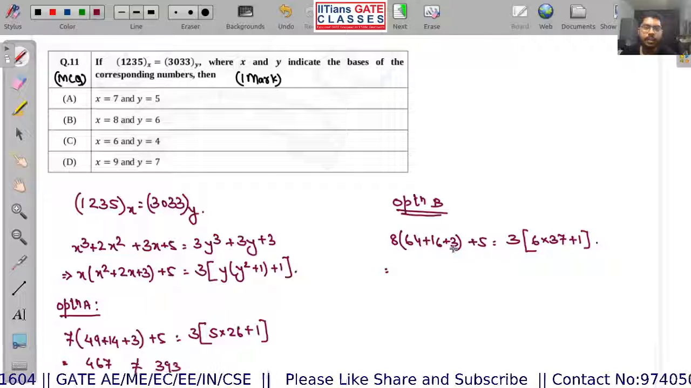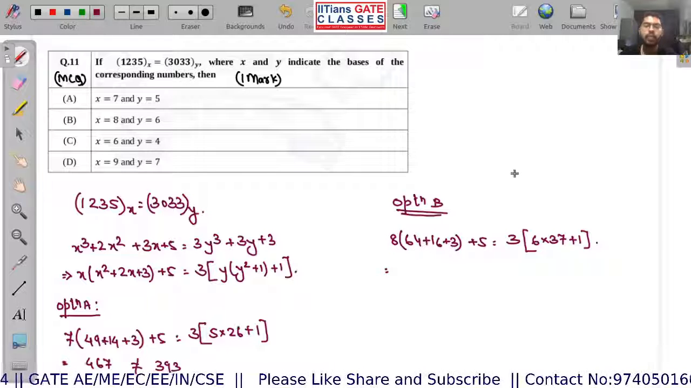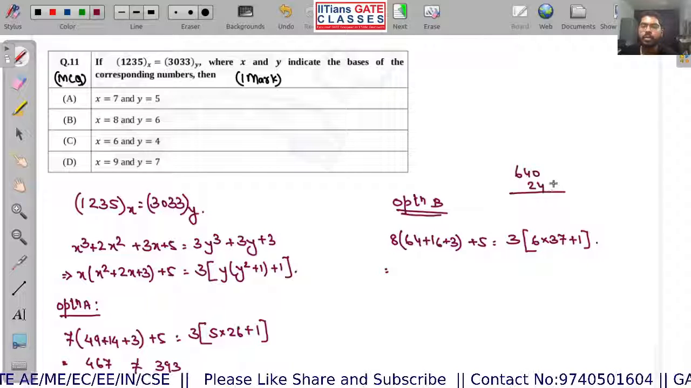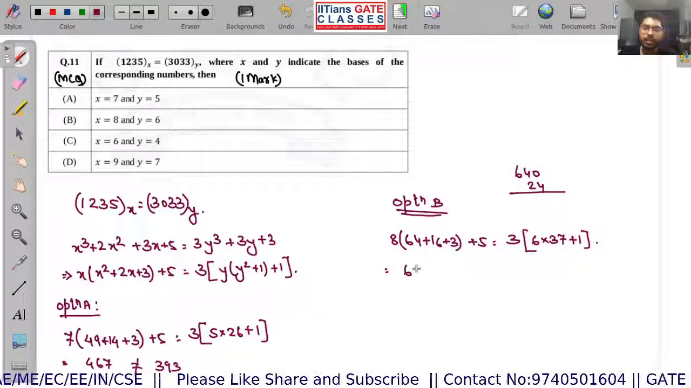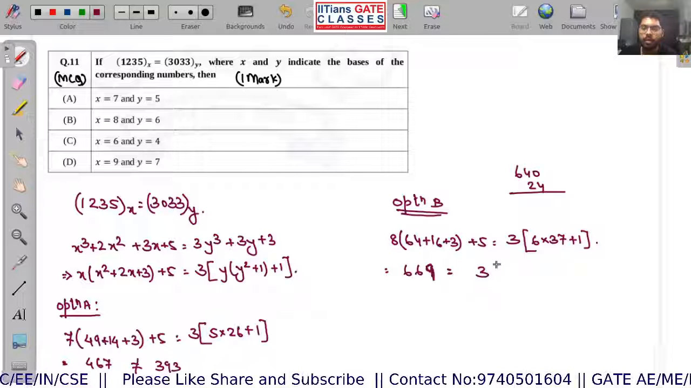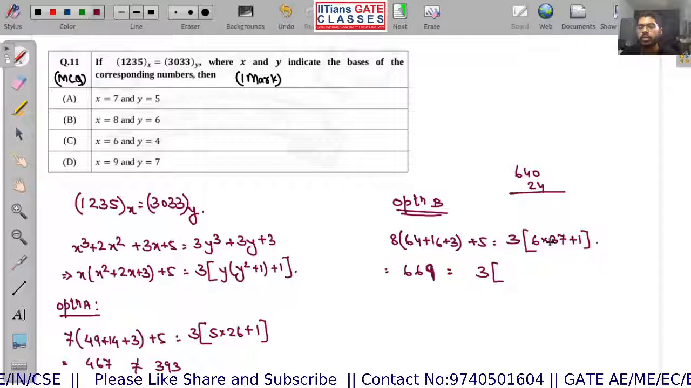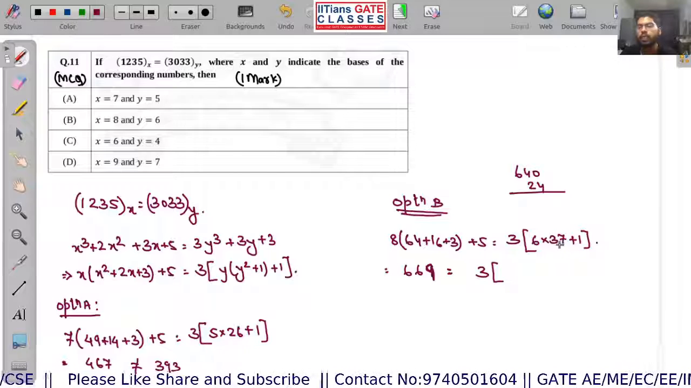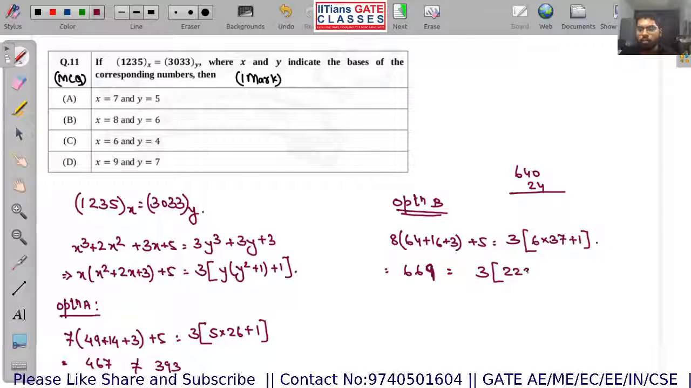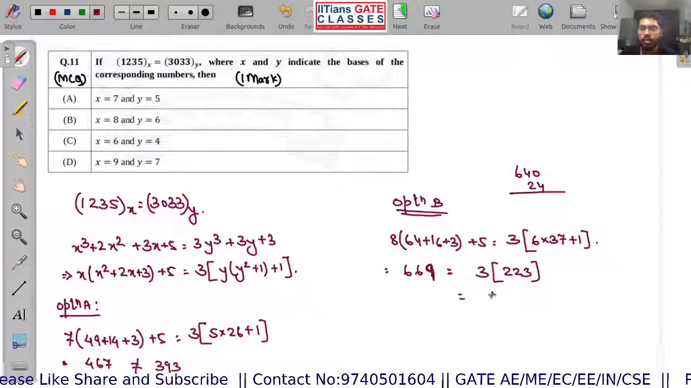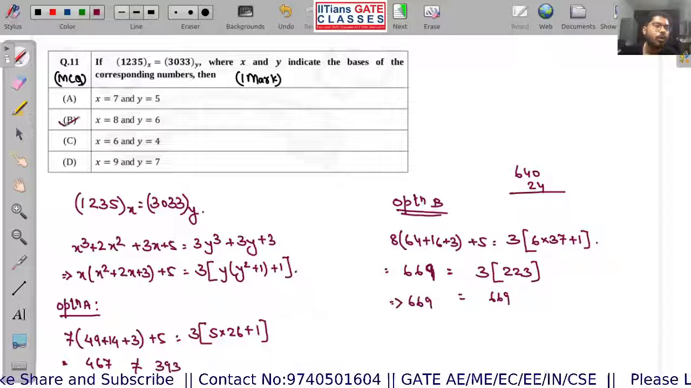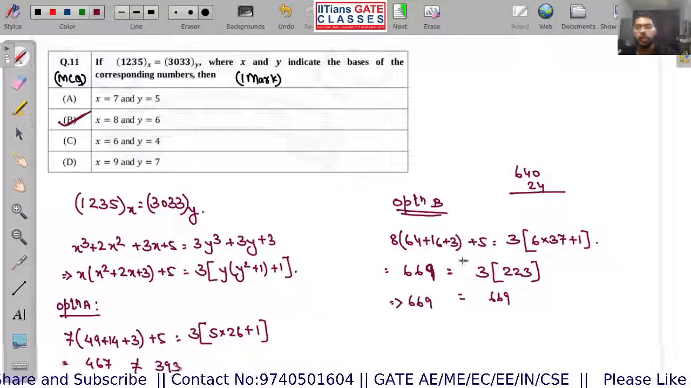So 83 into 8. So that is 640 and 24. So this comes out to be 664 plus 5. So 669. 669 is equal to 3 into 37 into 6. So 180 plus 42 is 222, so this is 223. And this is 669. So 669 is equal to 669. Hence option B is your correct. Okay, so option B is correct.